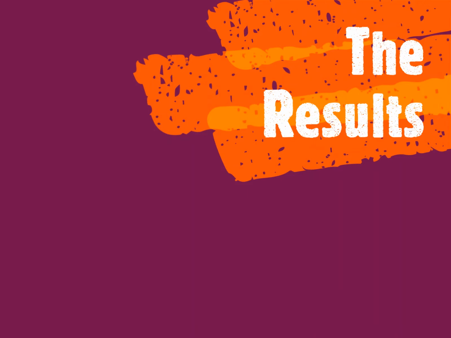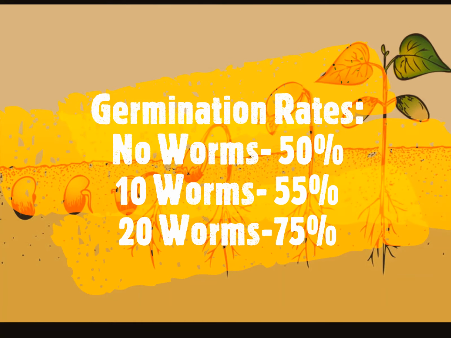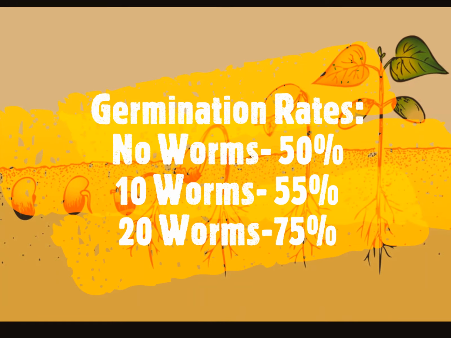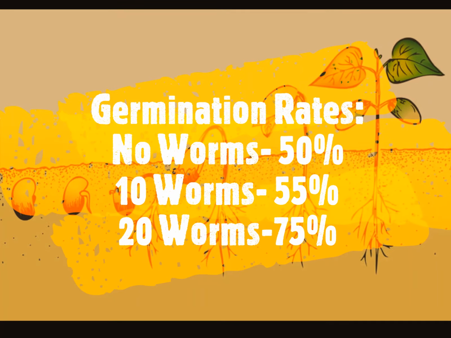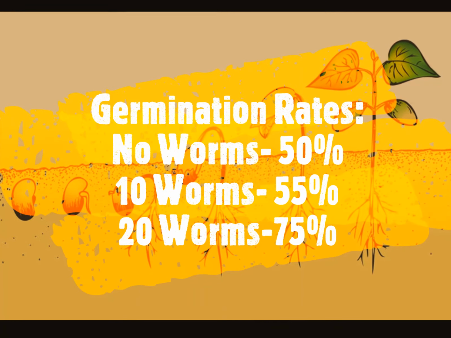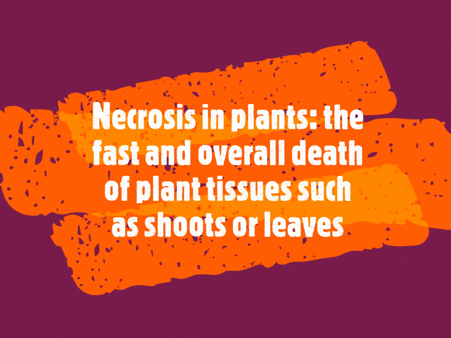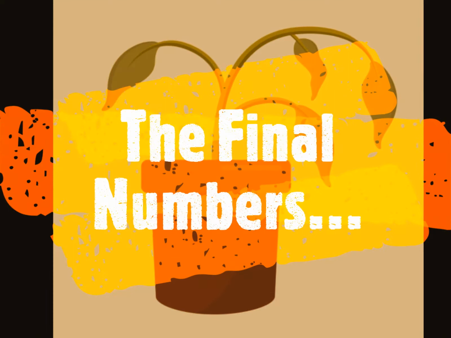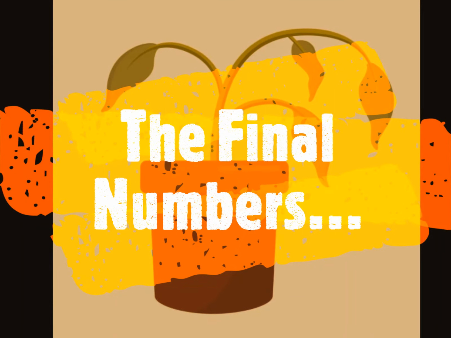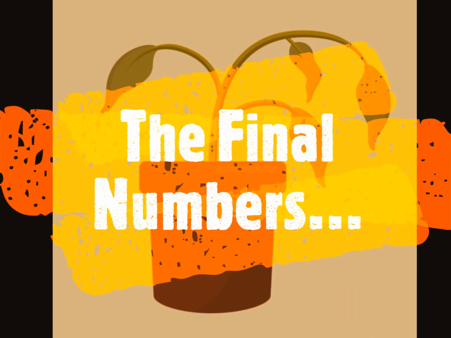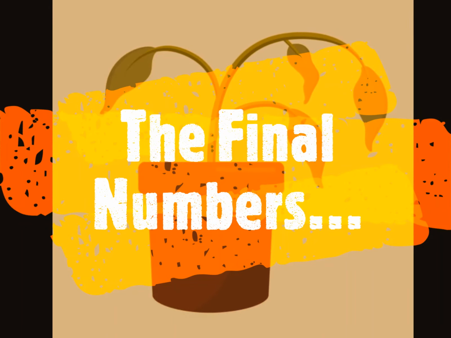On average, the seeds in the trays with no worms had the lowest germination rate of 50%, while the seeds planted in the trays with 2 worms per seed had the highest germination rate of 75%. At the end of week 2, more than half of the plants had fallen over and begun necrosis in the trays with none and 1 worm per plant, and about 8 plants in the trays with 2 worms per plant had fallen over and begun necrosis. By week 3, only 3 plants remained alive in the trays with no worms, 3 plants remained alive in the trays with 1 worm per plant, and 12 plants remained alive in the trays with 2 worms per plant.